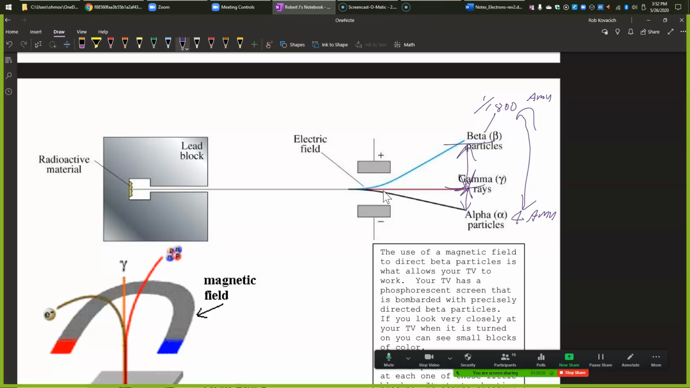Like small wide receivers in the NFL can turn a lot better than large offensive linemen can, right? Even if they're running at the same speed, and then they go to turn, the offensive lineman can't turn quite as well as the wide receiver can because there's too much inertia going. So when we're looking at this, that alpha particle, even though it's more powerfully attracted to the negative because it's got a +2 and the beta particle only has a -1, it's more than 7,000 times more massive, so it just can't take the corner as fast. You okay with that?